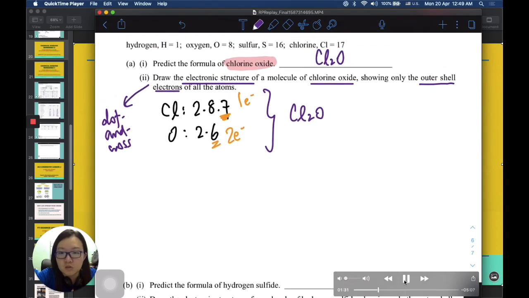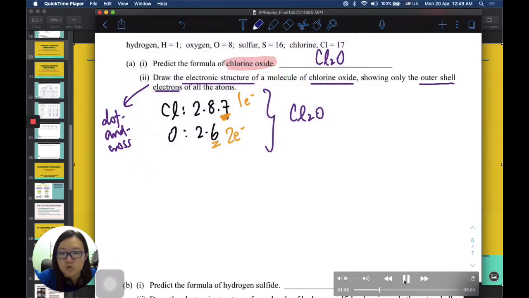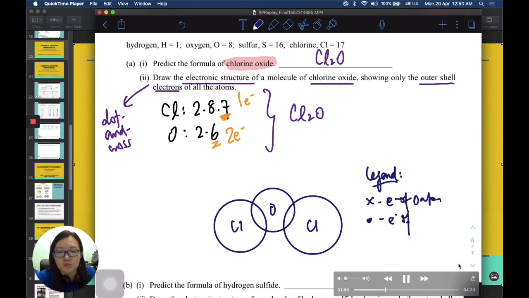Okay. So let's do the drawing. So we do chlorine. No, sorry. You draw oxygen first, in the middle, then your chlorine electron shells. Chlorine electron shells need to overlap. Then you write your legend. Let's say cross represents electron of oxygen atom. Dot represents electron of chlorine atom.